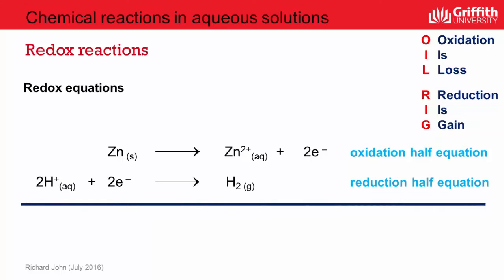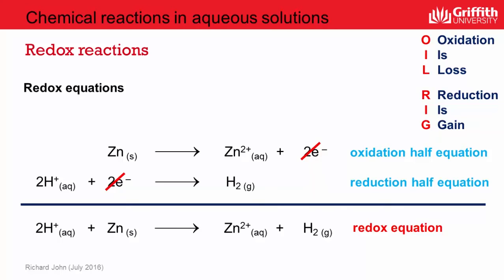Now, we can sum up everything on the left-hand side of the arrow in these 2 equations and everything on the right-hand side of the arrow. When we do that, we'll see that these 2 electrons here will cancel with these 2 electrons here. Adding up everything on the left-hand side of the arrow, we get the 2H+ plus the Zn solid, and adding everything up on the right-hand side, we get the Zn2+ plus H2. And so what we've done is actually regenerated the redox equation.